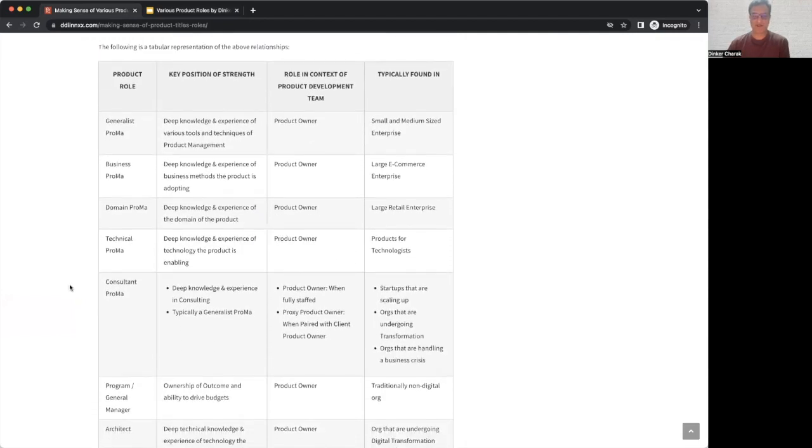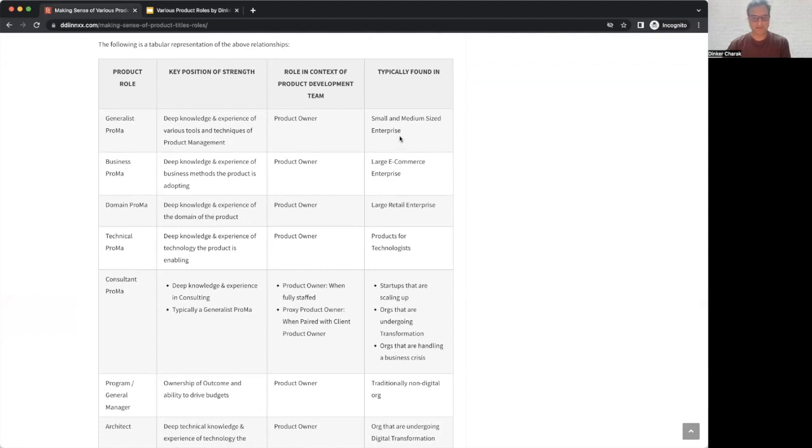So I have also created this table. Hopefully this is useful. One thing that is extra in this table, other than the summary of what all I talked about, is where do we find these kinds of roles typically? So generalist product managers, who have a deep knowledge and experience in various tools and techniques of product management, are typically found in small and medium-sized enterprises.